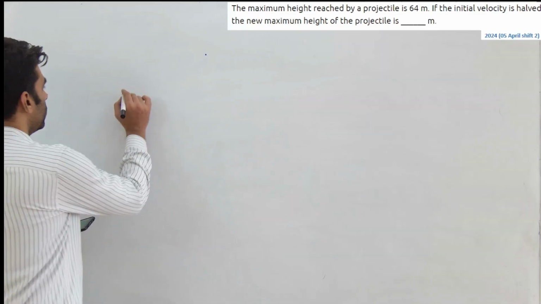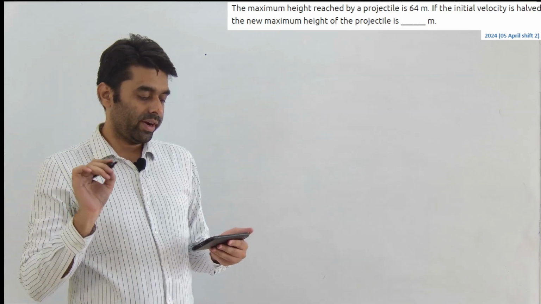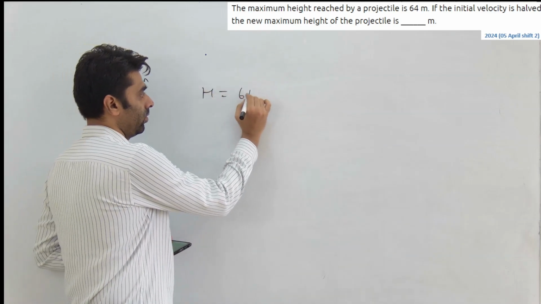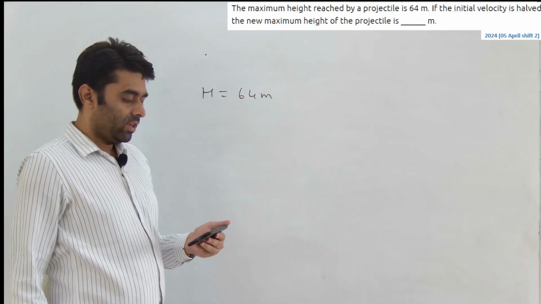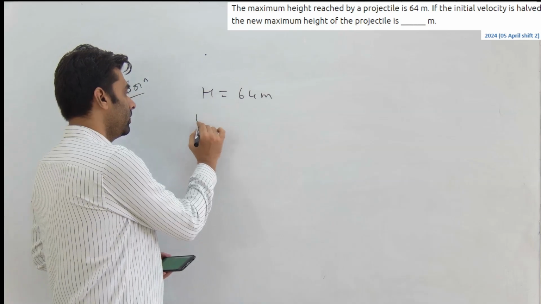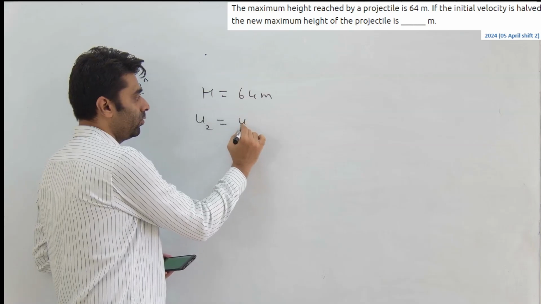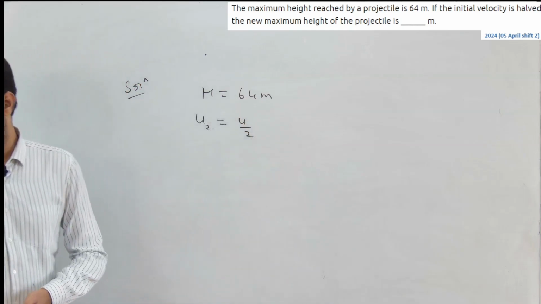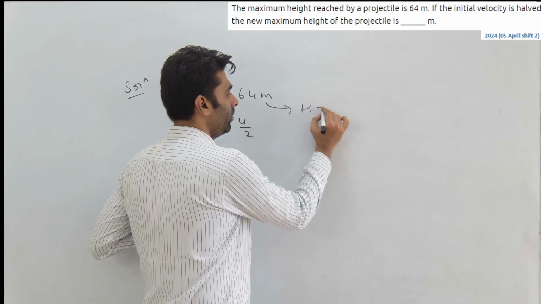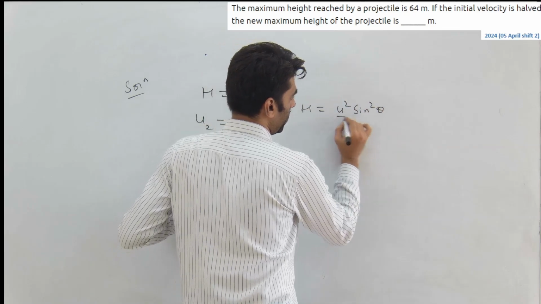So the next question we have is a projectile motion question. The maximum height reached by a projectile is 64 meter. If the initial velocity is halved, the new maximum height of the projectile will be? That means, let's say u2 becomes u by 2. So what is the maximum height? Let us calculate. Initially, what do we know of maximum height in case of projectile? u square sine square theta by 2g.